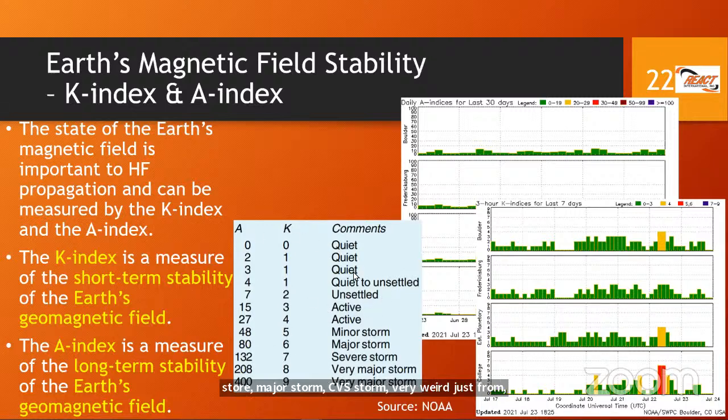So these are all possible, right? And space weather is something as hams we should pay attention to. And these are some of the charts that you'll see, the K index. Notice here where there's a storm here. Look at this, it's gone to red, orange, and so on, right?